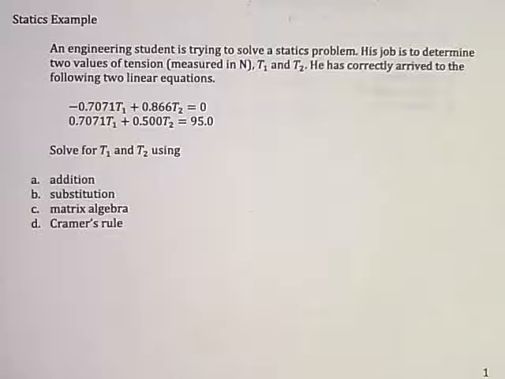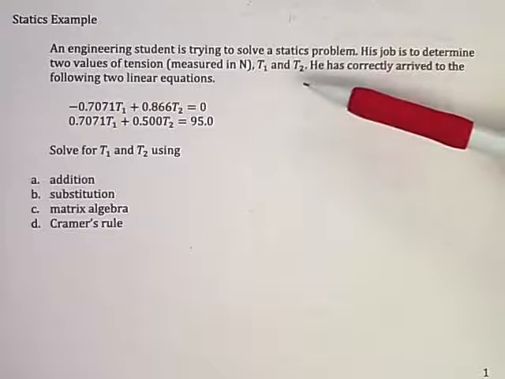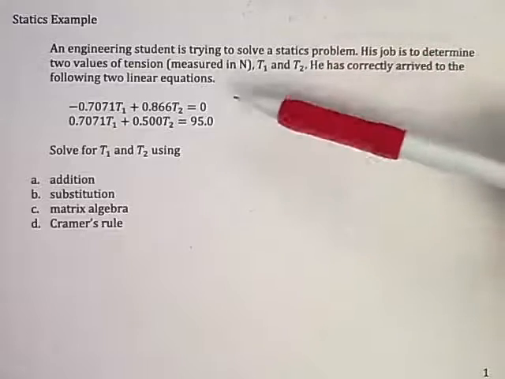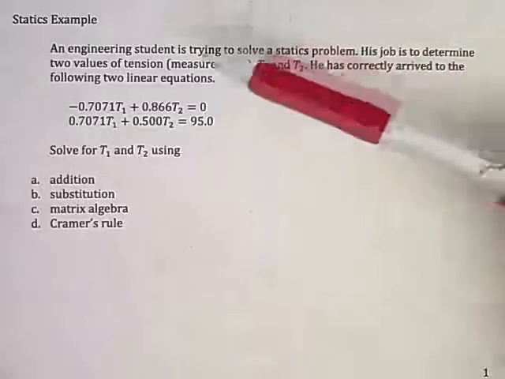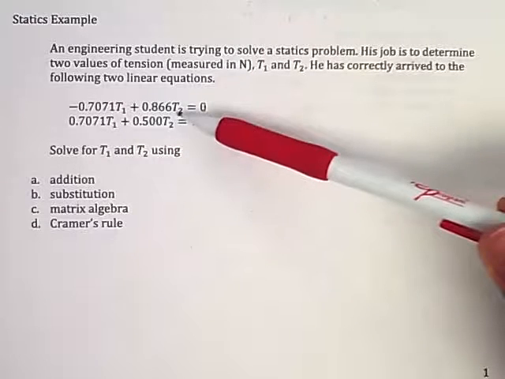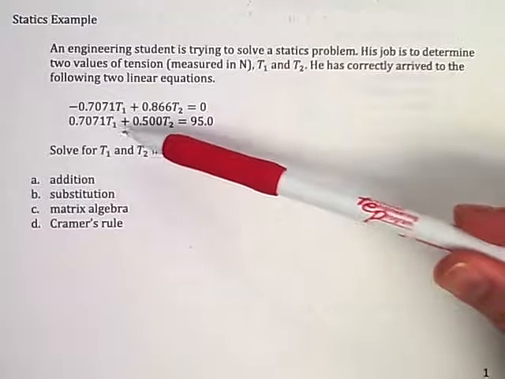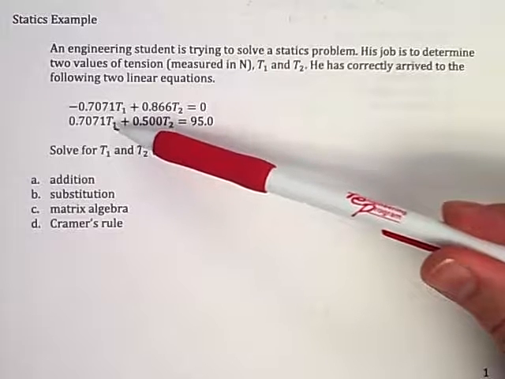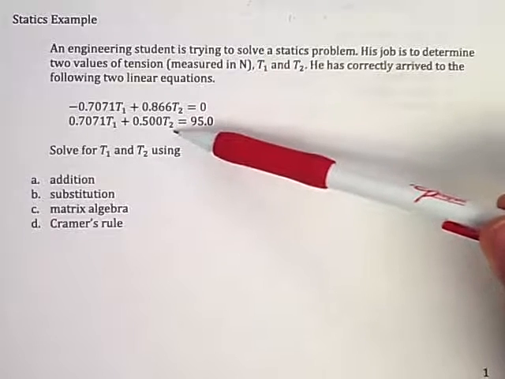Engineering applications of systems of linear equations, statics example. So an engineering student is trying to solve a statics problem, and his job is to determine two values of tension, T1 and T2, and he's currently arrived at the following two linear equations. Negative 0.7071 times T1 plus 0.866 T2 equals 0, and 0.7071 T1 plus 0.500 T2 is equal to 95.